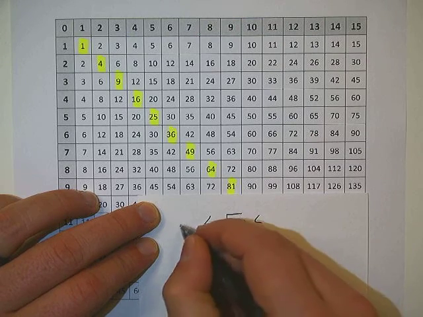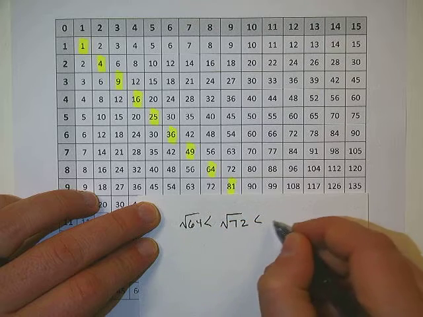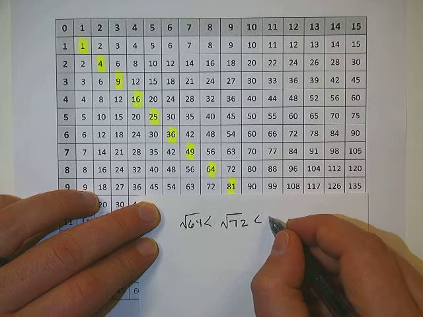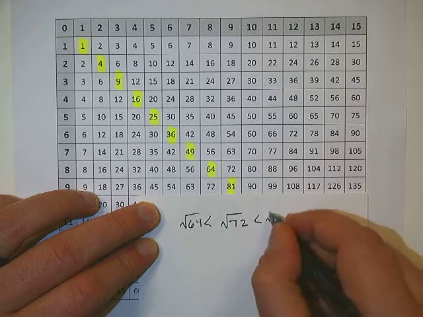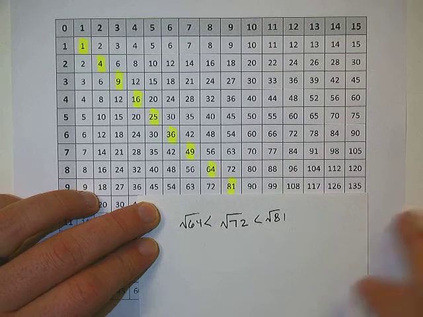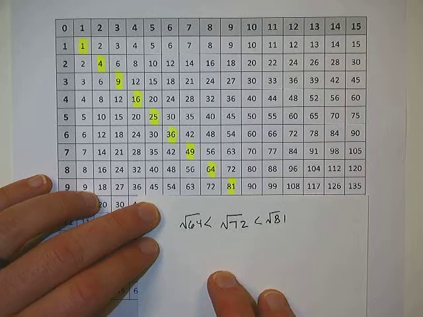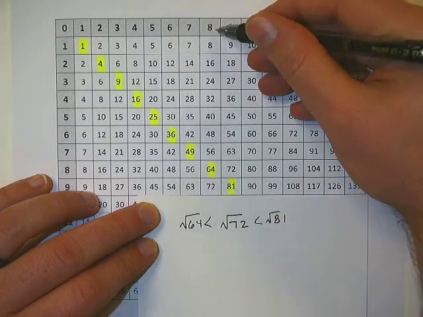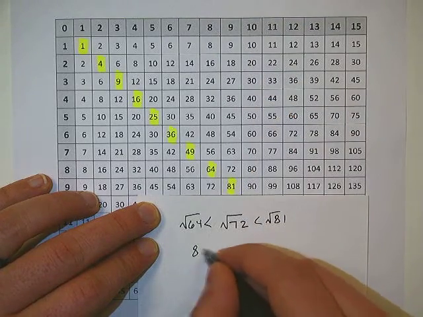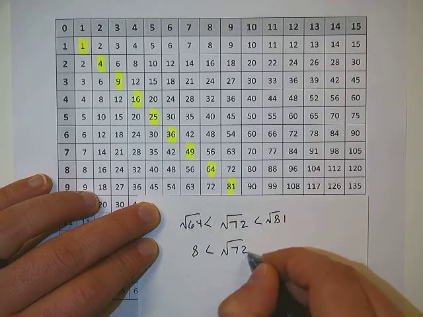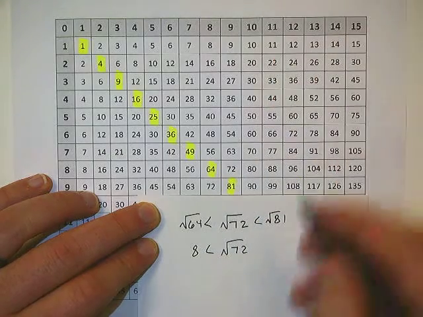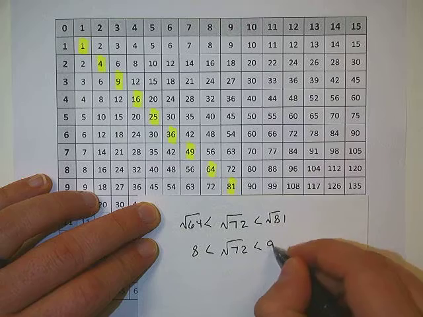So we know that the square root of 72 is less than the square root of 81, and it's greater than the square root of 64. I could have said it a little smoother, but oh well. And then we know that the square root of 64 is equal to 8 based on our chart. So 8 is less than the square root of 72, which is less than 9.